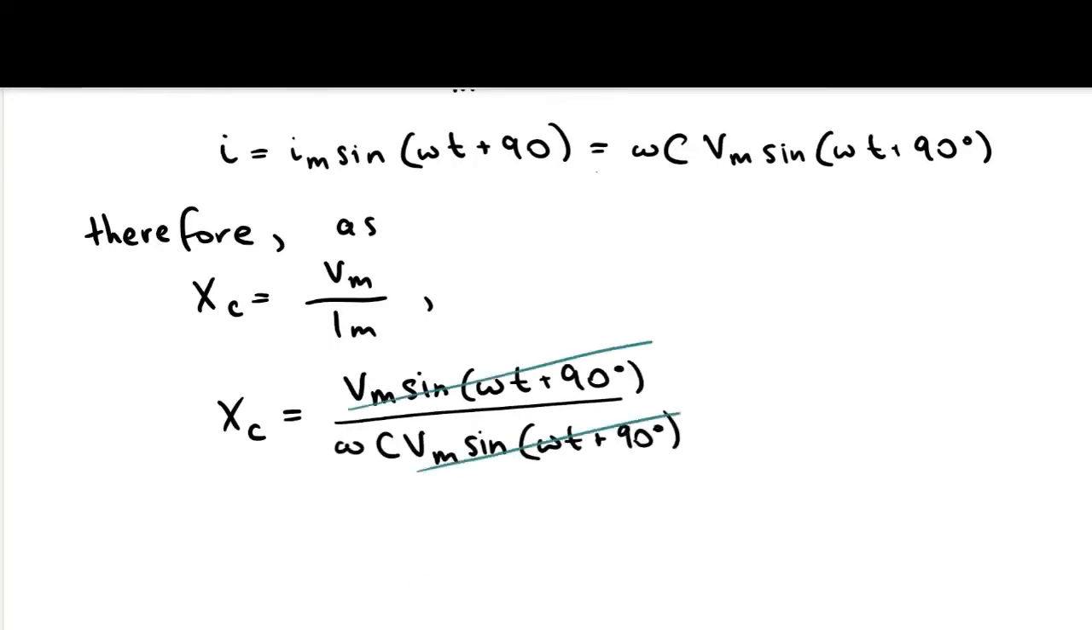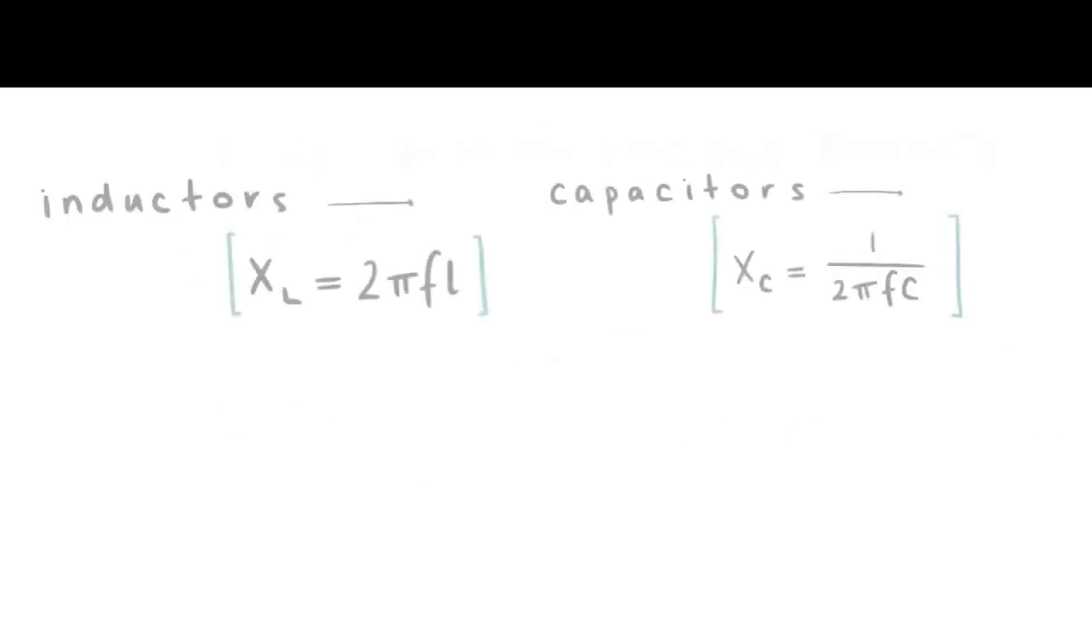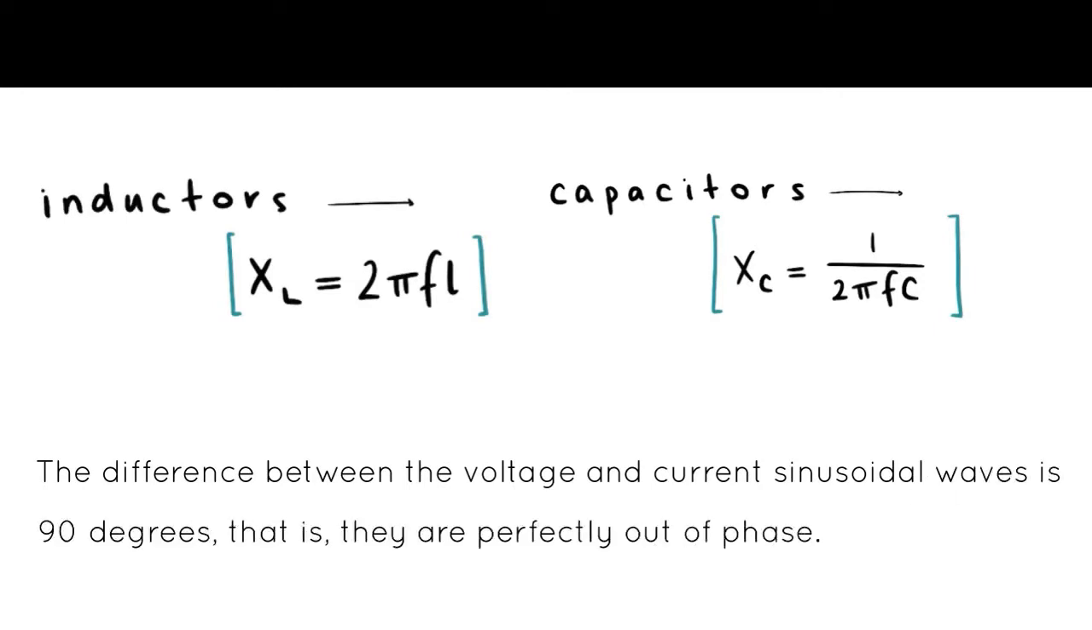Cancelling out to simplify the expression, we yield the result XC equals 1 on omega C, which can also be written as 1 on 2 pi fC. The same process can be applied to inductors, yielding this equation. We have just shown that the difference between the sinusoidal waves for current and voltage is 90 degrees, and that they are exactly out of phase.